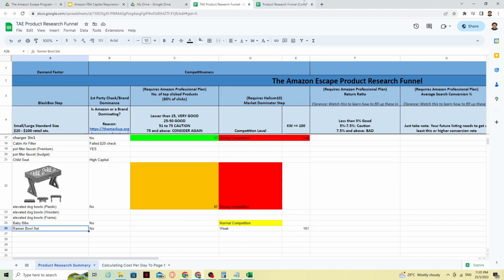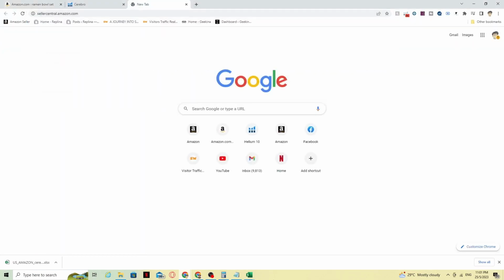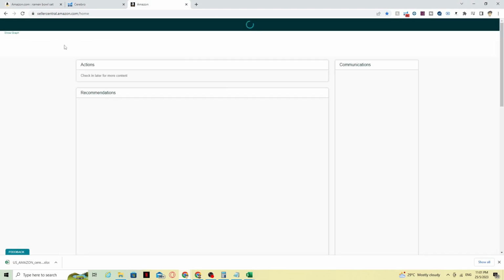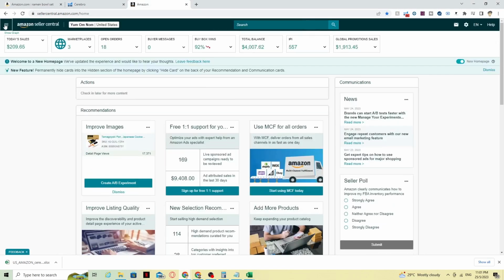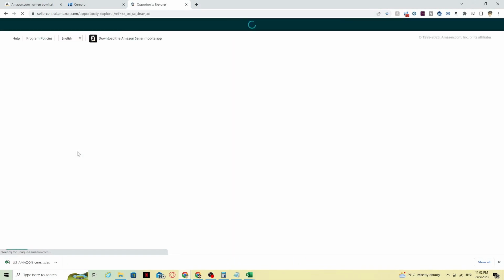Okay, this Excel sheet. We dump the old Excel sheet here. This one is a more latest one. Okay, so let's find what this top click products is here. Let's go to Amazon, the Seller Central. We want to go to Product Opportunity Explorer. This will be under Growth, under Product Opportunity Explorer.